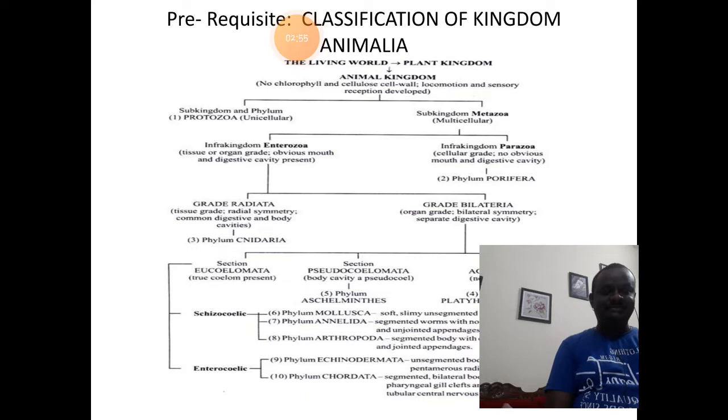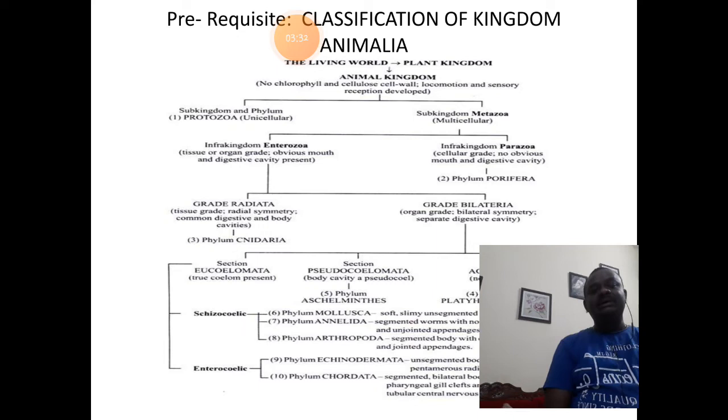Students, later it was Ernst Haeckel who proposed the next type of classification of kingdom of living organisms, which we call a three kingdom classification, where along with the kingdoms Plantae and Animalia, he included a new kingdom called Protista. This kingdom includes all eukaryotic microscopic organisms.